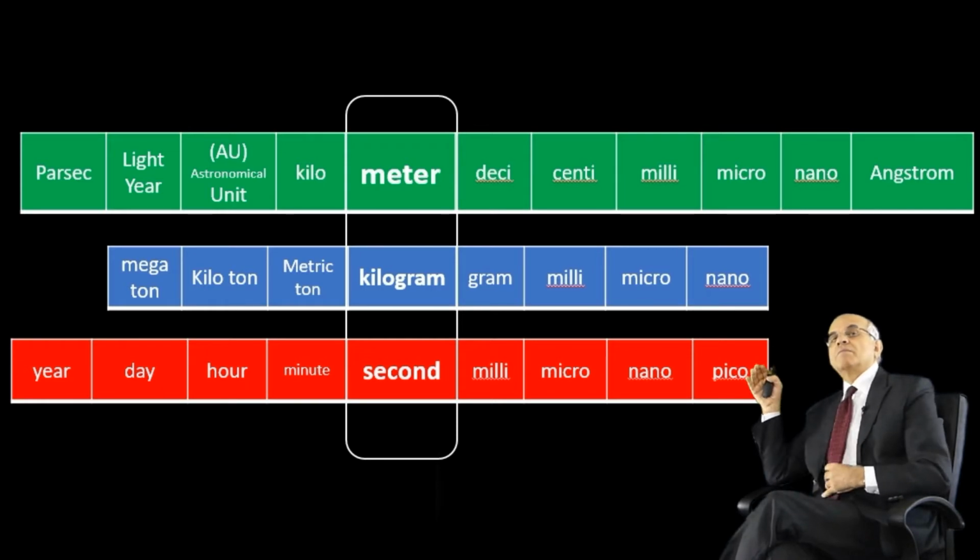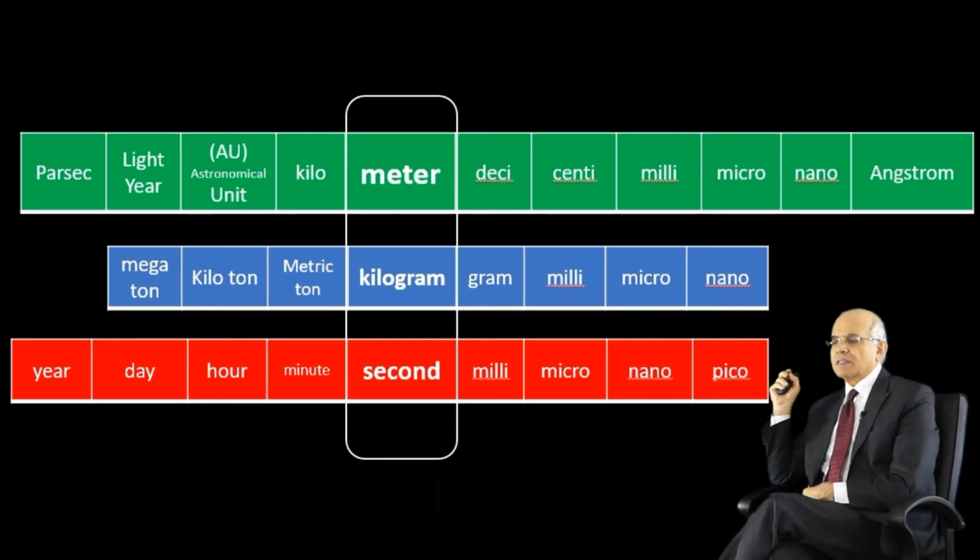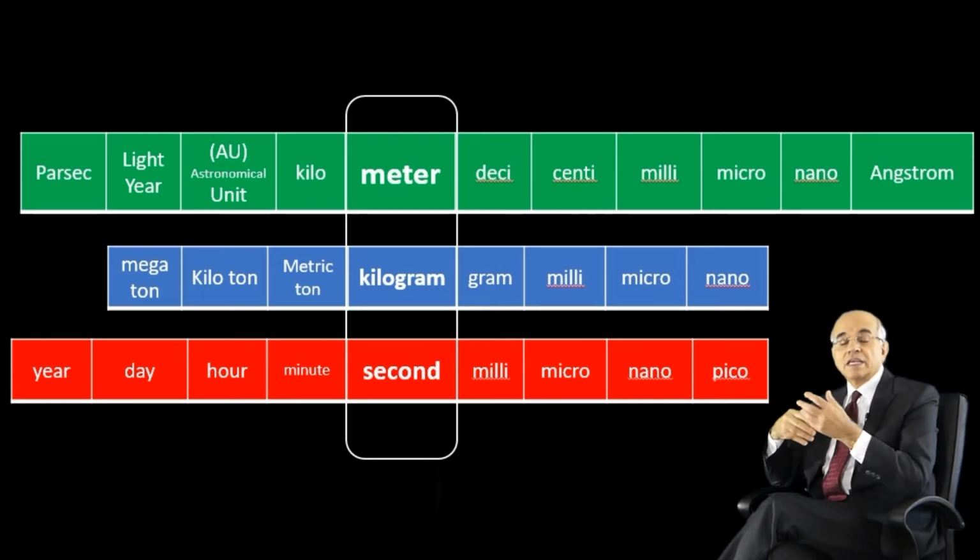So these are the mass measurements that we use, but the kilogram is the basic unit that is used in science, in physics in particular, to measure the different parameters in the world of physics.